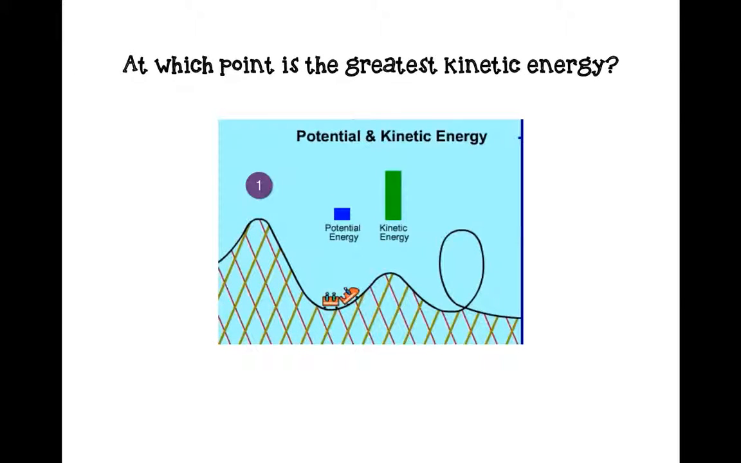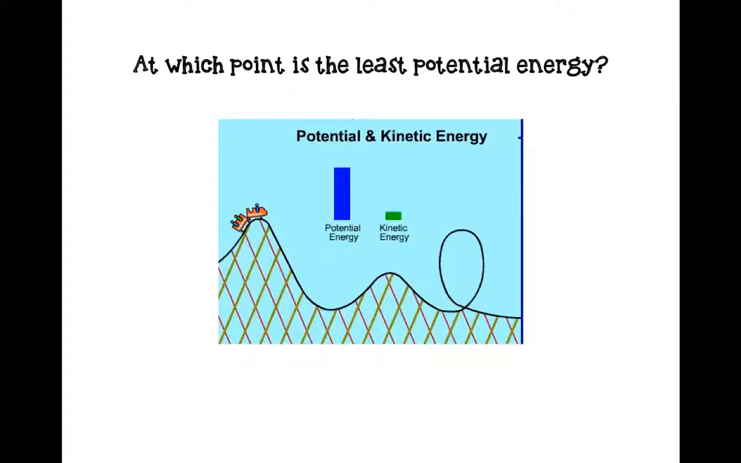Next, I want you to find the location at which there's greatest kinetic energy. Is it location 1, location 2, or location 3? Where would have the greatest kinetic energy? If you said location 2 had the greatest kinetic energy, then you're correct. At this point, the roller coaster is at maximum velocity because it came from this really steep hill. It only makes sense for it to possess the greatest kinetic energy because kinetic energy is energy in motion. We're talking about movement, and it's moving really fast at this location.